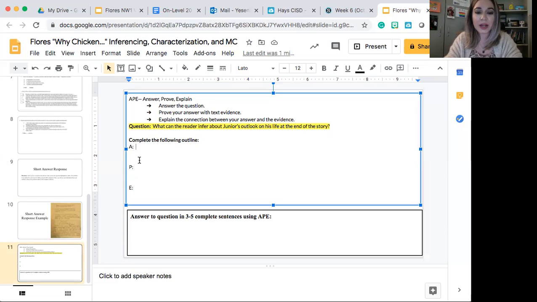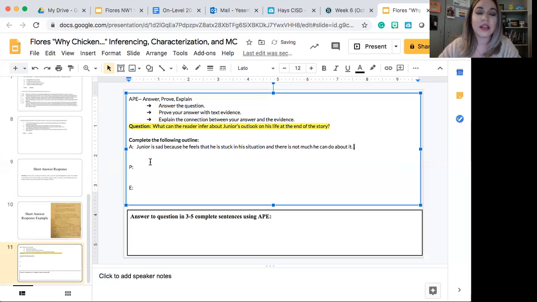I'm going to put, Junior is sad because he feels that he is stuck in his situation and there is not much he can do about it.